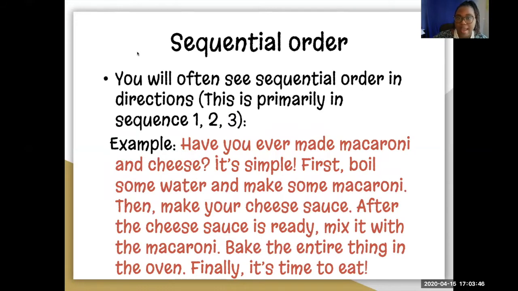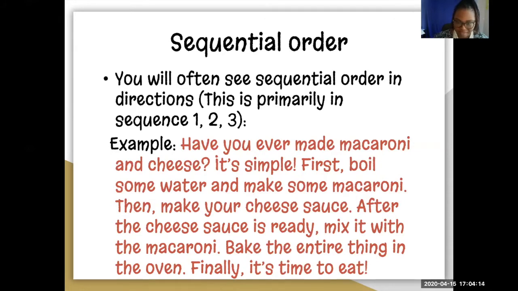The first one we had is sequential order. Now you'll often see sequential order in directions. This is primarily in sequence, 1, 2, and 3. Again, sequential order, sequence. So here's our example. Have you ever made macaroni and cheese? It's simple. First, boil some water and make some macaroni. Then make your cheese sauce. After the cheese sauce is ready, mix it with the macaroni.